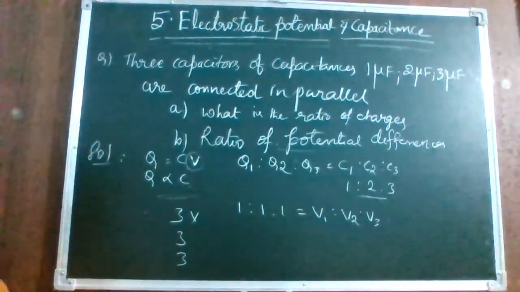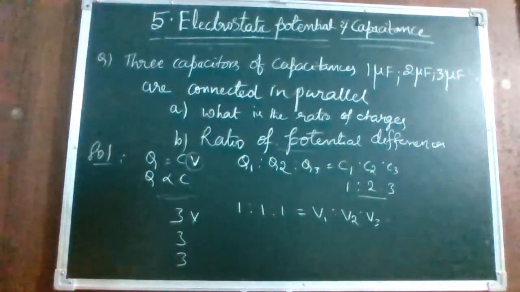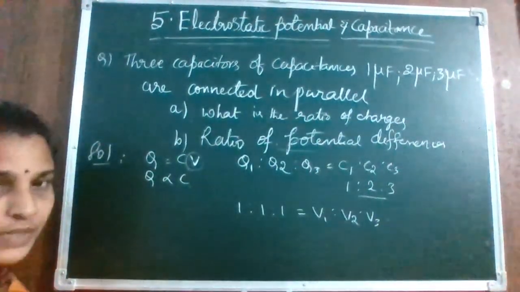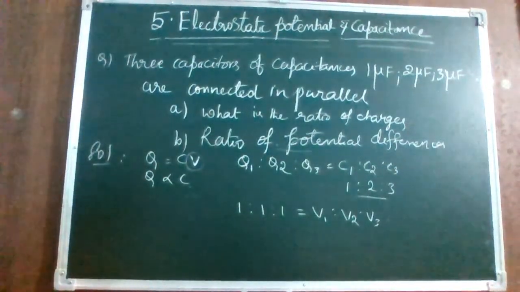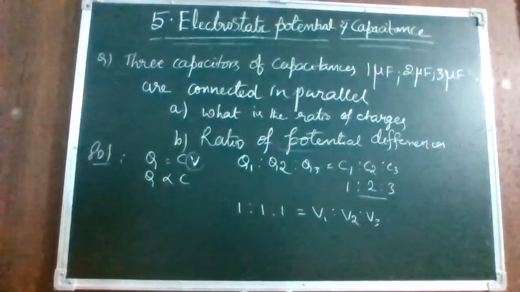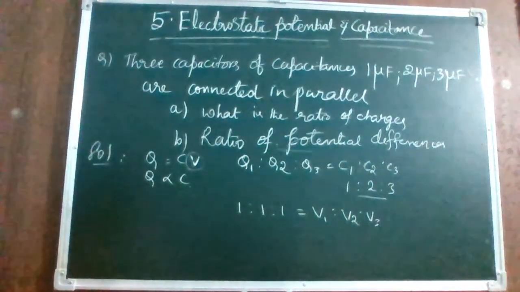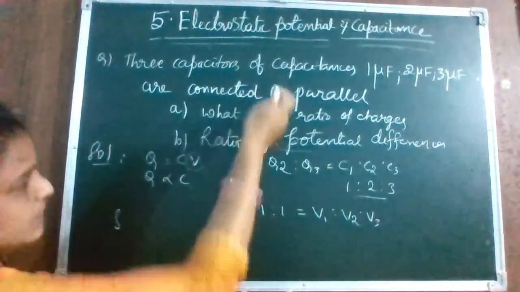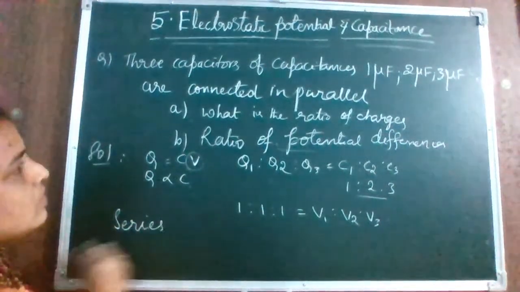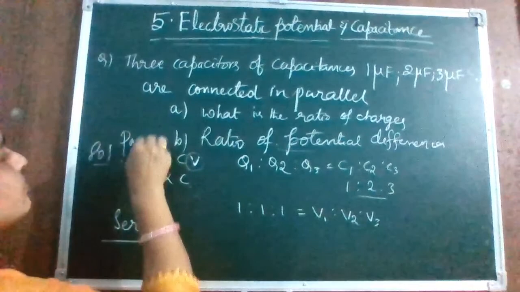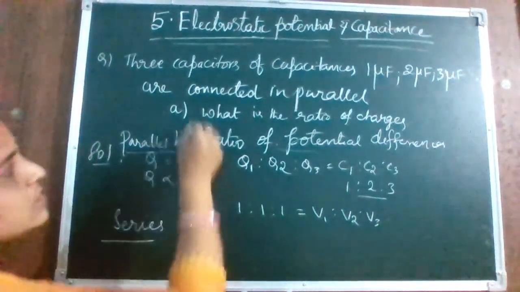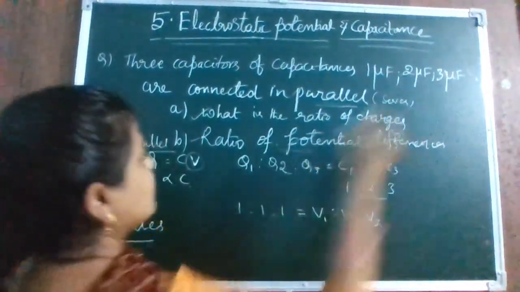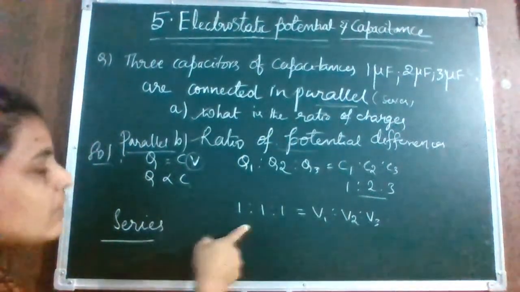That is the ratio of the potential differences. If he asks for the series combination instead of the parallel combination, then for the series combination, the charge is equal. That means we will have the ratio of the charges for the series combination for the same question. This is for parallel, he asked, and for the series combination, the same question will be asked.